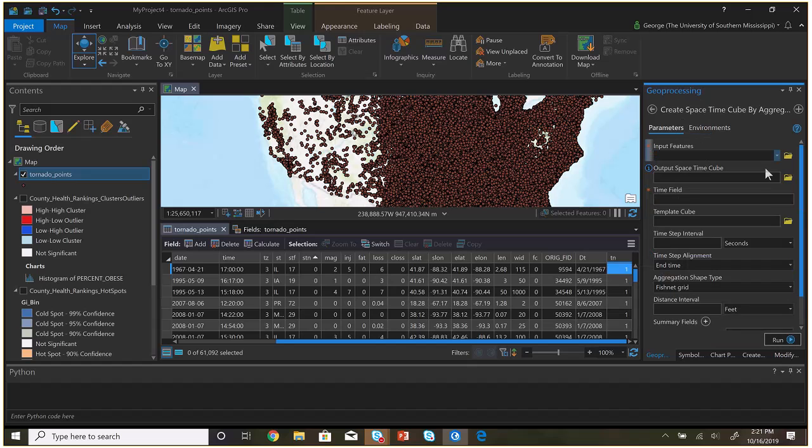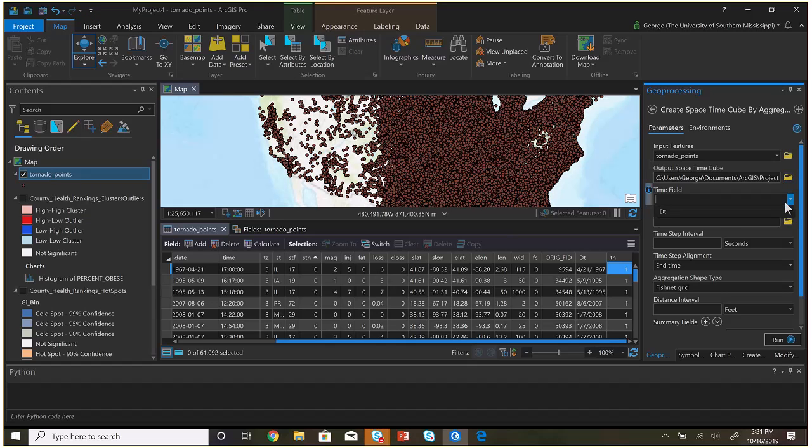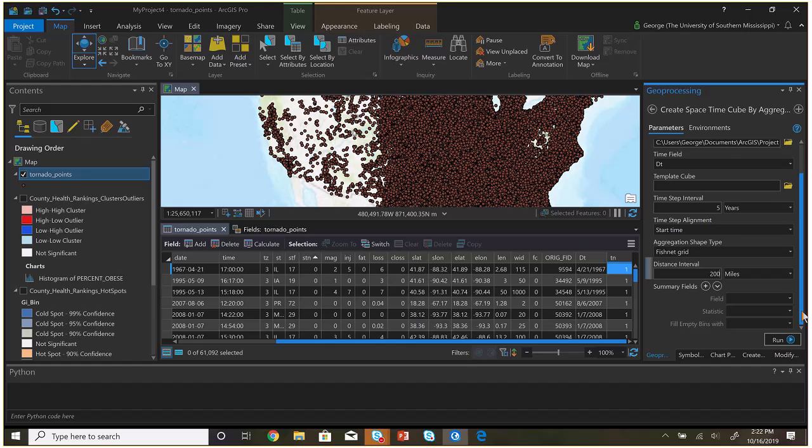And then I guess I lost all my other information. Tornado points. What did I call it? Tornadoes. Space-time cube. Save. Time field. Date time. Template cube. Nope. 5 years. This is going to be almost identical if I just say start time, fishnet, distance interval, 100 miles. The United States is like 3,000 miles across. I think I'm going to do 200 miles, just so it doesn't take forever.